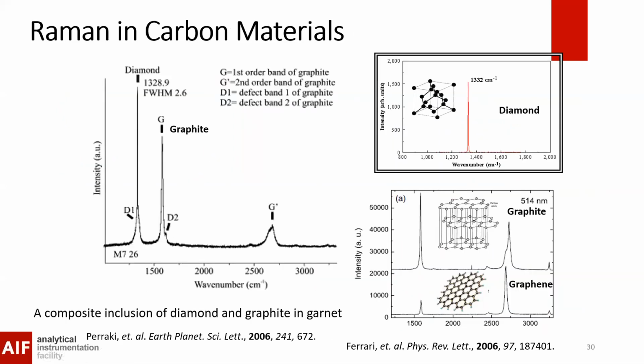And Raman is also widely used in carbon materials because of the strong intensity of the carbon-carbon bond and the sensitivity to carbon orientation. The diamond shows sp3 type carbon, and it shows a Raman shift at 1332 wavenumber, while graphite and graphene show sp2 carbon, and the Raman peak is at a different position.